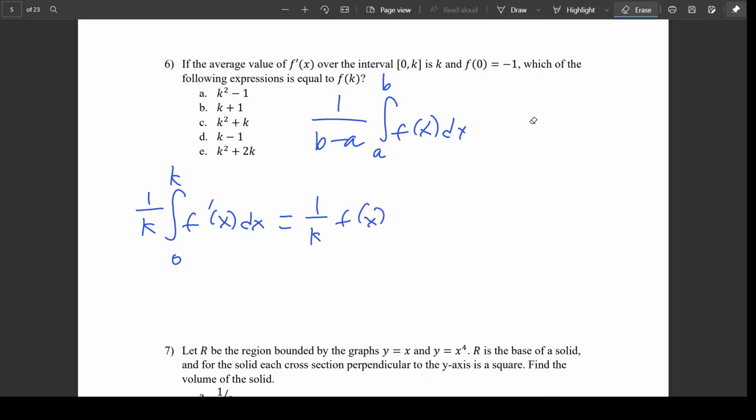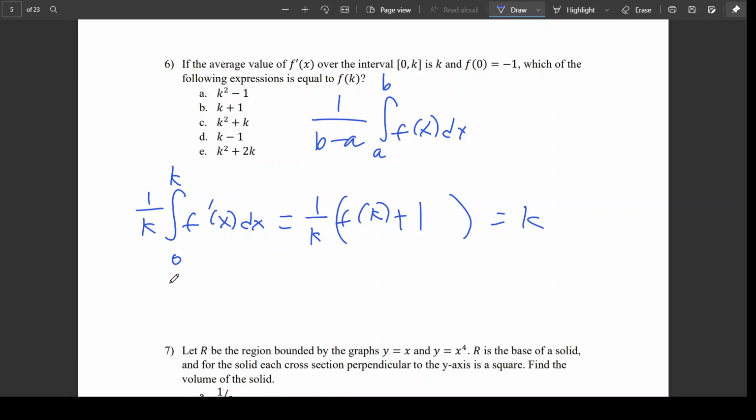Oops, not f of k minus f of 0, right? So now this is equal to k, because we were told that the average value is equal to k. So this is my average value, and it's equal to k. Now I know that f of 0 is -1, so I can replace this f of 0 with a -1. So the negative of -1 is going to be a positive 1. Now we just need to solve this for f of k.